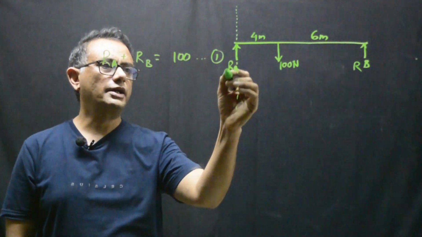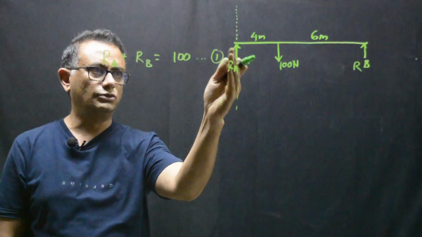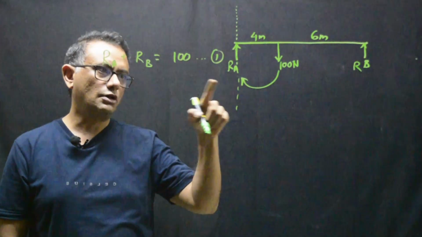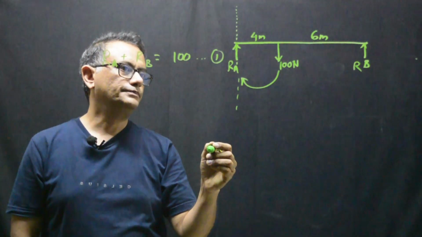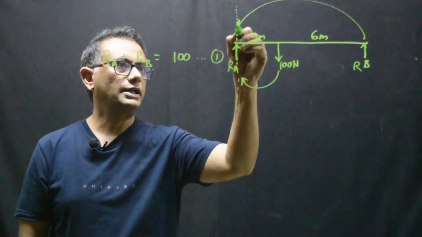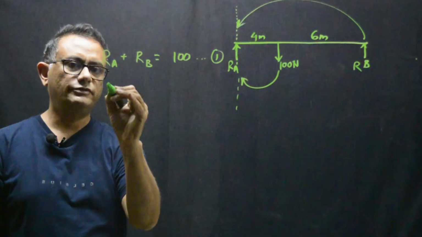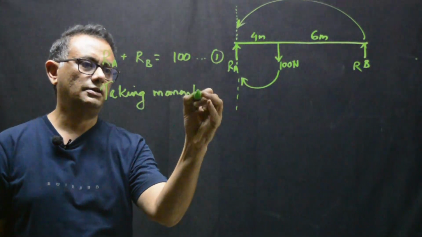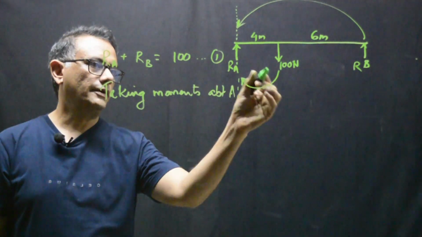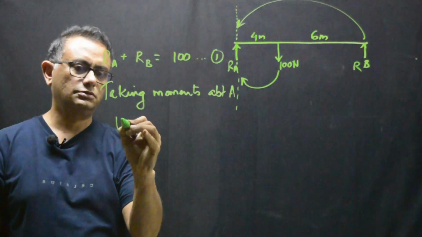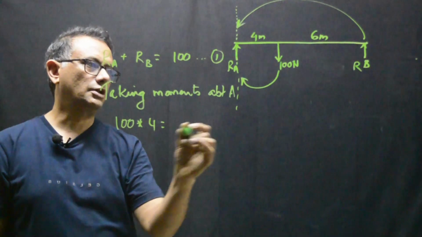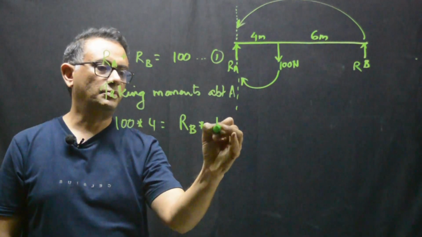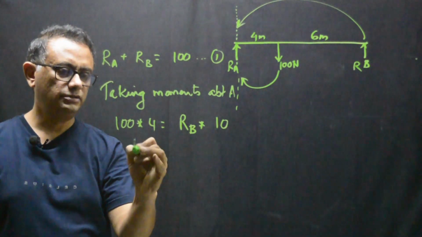In this case let's consider this as an axis and take the moments. Moment of RA about its own axis will be 0, because there is no distance. What about this? This is going to be a clockwise moment, and this is going to be an anti-clockwise moment. So taking moments about A, we have 100 into 4 will be equal to RB into 10.